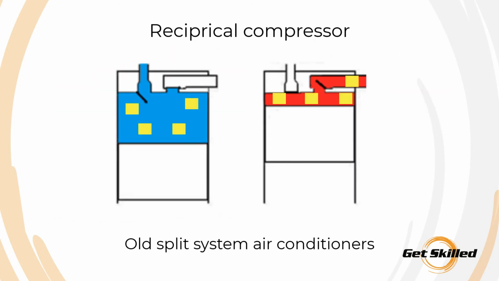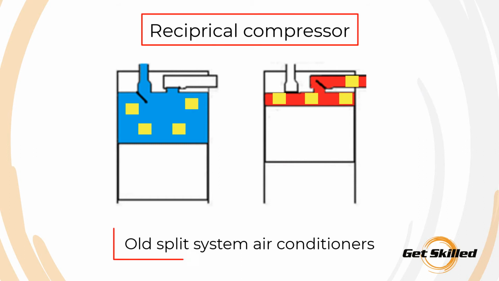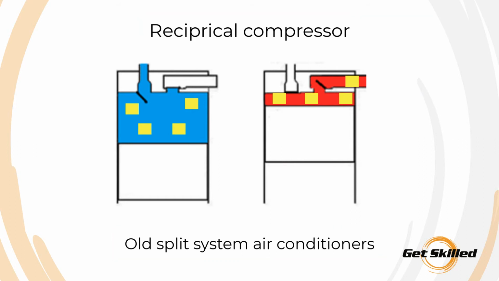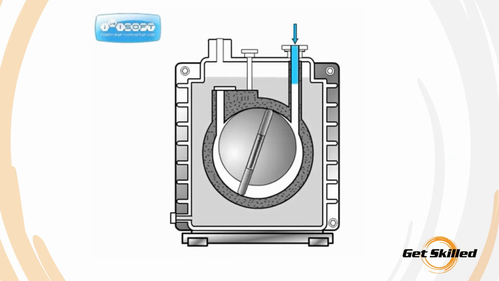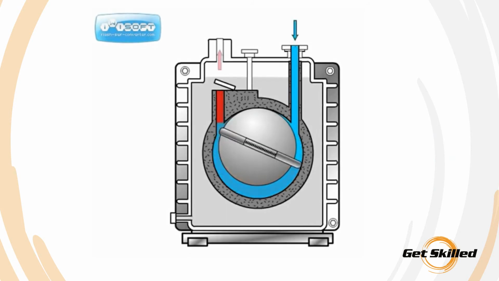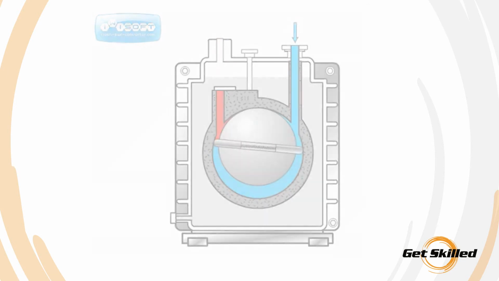For example, in reciprocal compressors in old split systems, when the space decreases, the pressure of the refrigerant increases, and vice versa. In rotary compressors in new split systems, when the compressor compresses and limits the space for the refrigerant, it causes the refrigerant to increase in pressure.